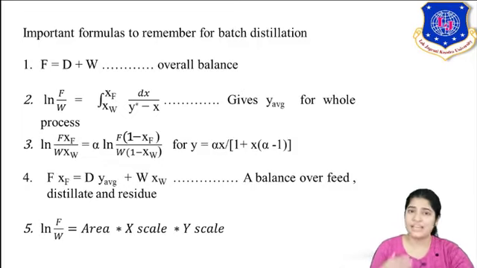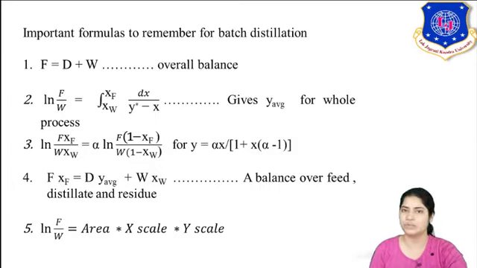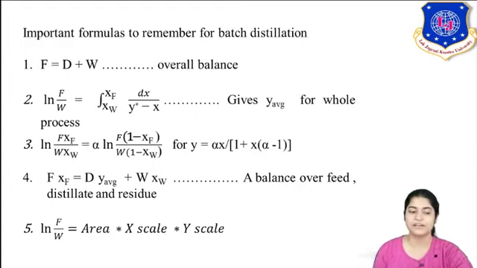In Rayleigh's equation, that is the second equation, if I substitute Y is equal to alpha X upon 1 plus X into alpha minus 1, and integrate it, then I get my third equation. You have to remember this third equation by heart. Moving forward, the fourth equation is the component balance of A. The fifth one is used when the questions asked are graphical: ln of F upon W is equal to area into X scale into Y scale.